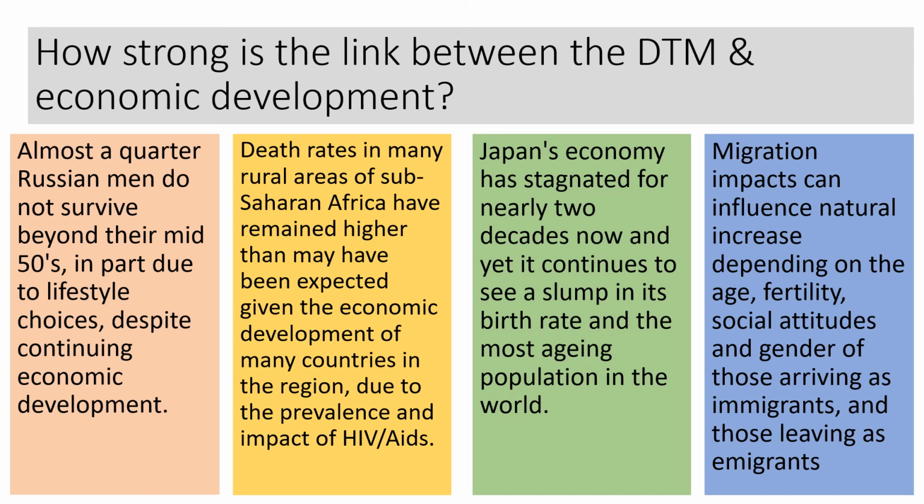Death rates in many rural areas of sub-Saharan Africa have remained higher than may have been expected given the economic development of the countries in the region. And this is due to the prevalence and the impact of HIV and AIDS. So actually in stage 2, we should see the death rate fall. The birth rate remains high, but the death rate should fall. But in these areas, the death rate is actually staying high, and that's because of AIDS and HIV. So again, it doesn't really fit the model of stage 2. Then we move on to Japan.